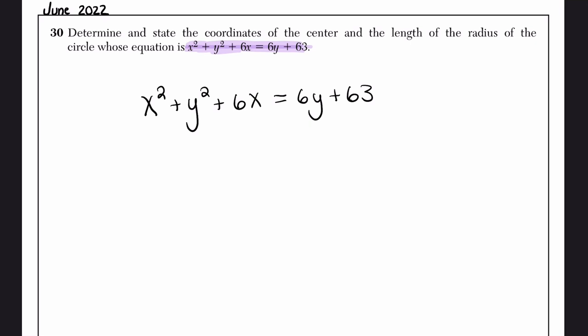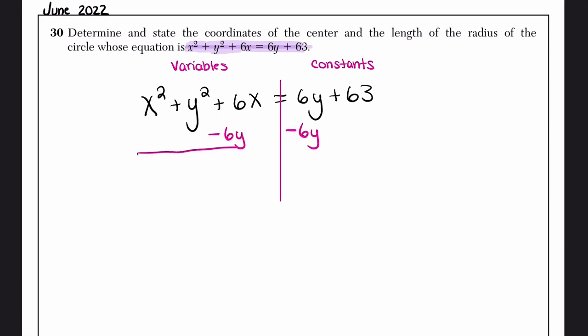So again, if I have x squared plus y squared plus 6x equals 6y plus 63, I'm going to divide down this equal sign. My goal is to get all terms with variables on this side, and my constants, so just my regular numbers, on this side. Okay, so let's start by moving my variable. I'm going to subtract 6y from both sides, because I do not want 6y to exist on this right side. And on my left side, I'm just going to reorganize it so it goes where it belongs.